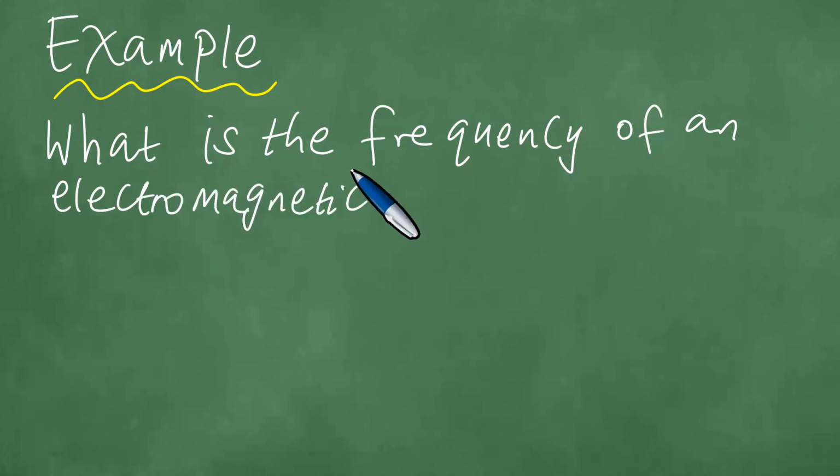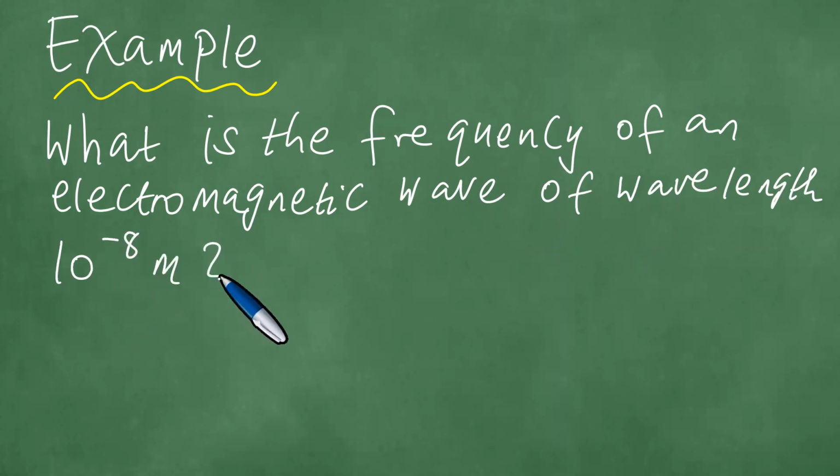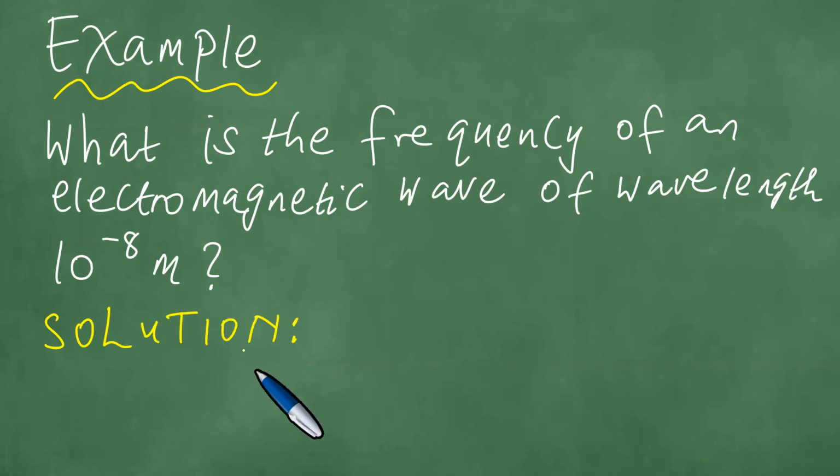Of an electromagnetic wave of wavelength 10 to the minus 8 meters. So what is the formula that is going to be used here to solve this one? Are you able to identify the formula?